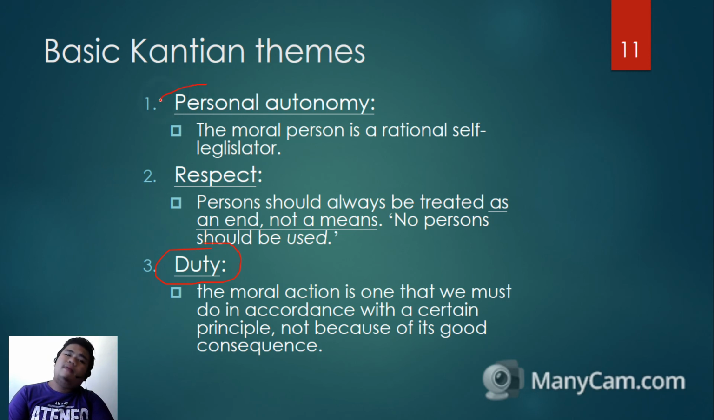Unang una, tinatawag niyang freedom or personal autonomy. Ibig sabihin, kinakailangan para makagawa ka ng action, para makapag-decide ka, that person should be autonomous, dapat malaya ka. Sabi niya, a moral person is a rational self-legislator. Ano ibig sabihin nito? Tayong tao lang, ang klase ng hayop na may rationality. Tayo lang yung mga hayop na nakakapag-isip. In the animal kingdom, we're the highest form of animals. So in short, dahil sa ating kapasidad na mag-isip, that gives us the moral responsibility.